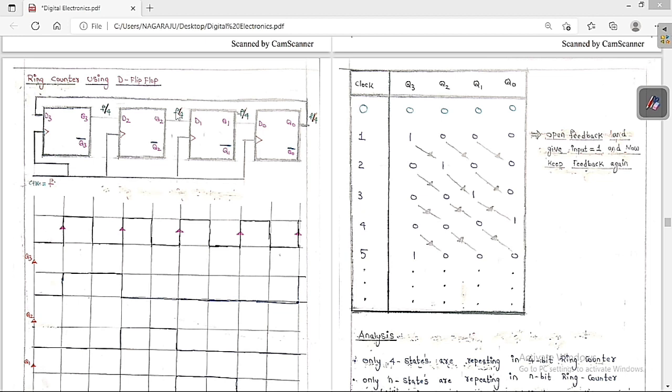Each output has the same frequency: the clock frequency F divided by the number of flip-flops, which is 4. So we are going to get F by 4. Now let me draw it so we can see it in a graphical manner. This is the clock that we are going to give, and all of these are positive triggering. Initially I am going to assume everything is 0 0 0 0. So now this 0 is going to come here. So this is a 0, right?